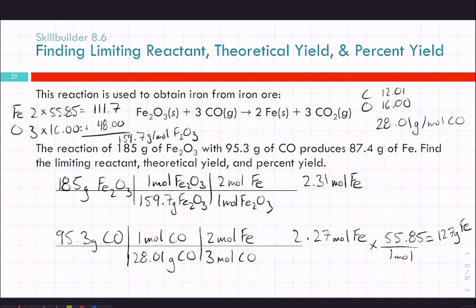So the reason that we're calculating iron from iron oxide and iron from carbon monoxide is that those are the two quantities of reactants that we were given. And then the question's asking specifically for this theoretical or percent yield portion. And we can only calculate a percent yield if we're given the actual yield. So the actual yield is 87.4 grams.